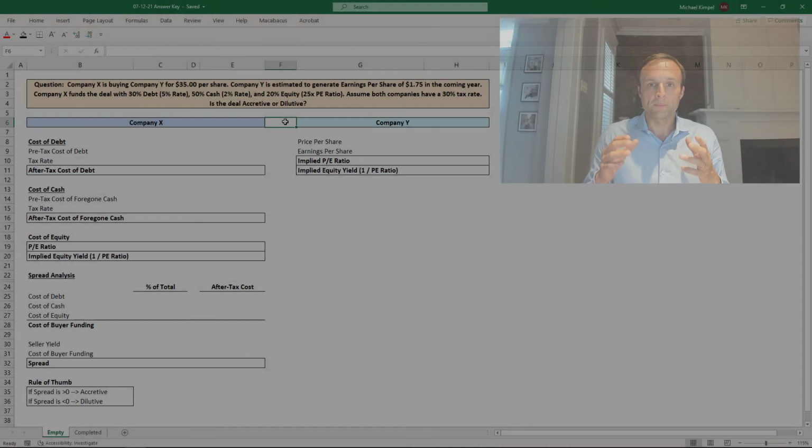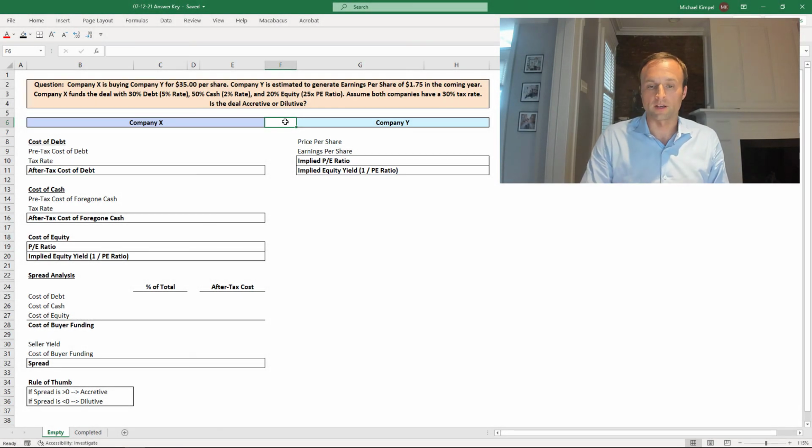So we're going to start by working with the information that we have, and let's start with the target here, company Y. So we have $35 per share as an offer price. We have $1.75 of earnings per share. And so we have a price to earnings ratio of 20 times. Now again, we can flip price to earnings ratios and get to an implied yield. So we can take 1 divided by our PE ratio, and that's going to give us a 5% yield. So in effect, what this is saying is when we buy the equity of this company, we get a 5% return. And really the question is, how does that compare to the funding that the buyer is using to fund the deal, or the cost of that funding more specifically?